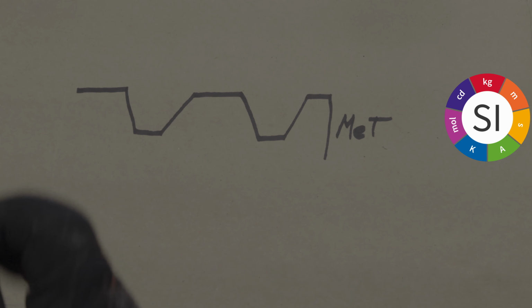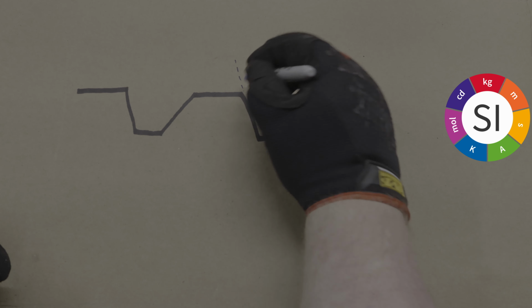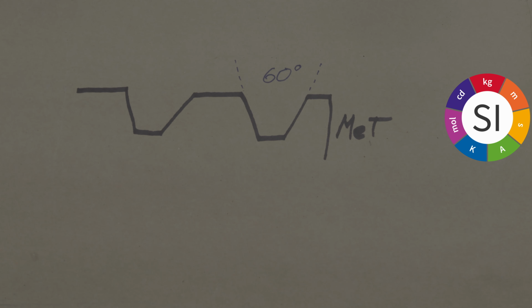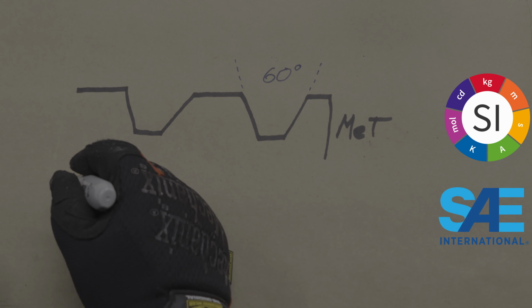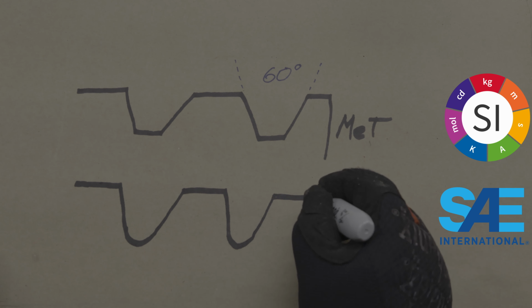Metric and standard threads have similar shapes. They both have 60 degrees. The bottom of a metric thread is flat and the standard one is round. It gives more strength to the thread.